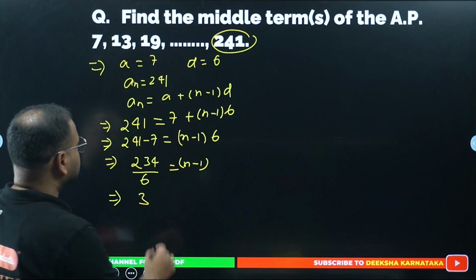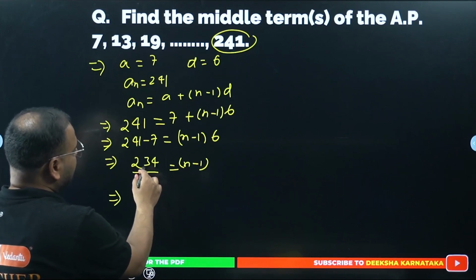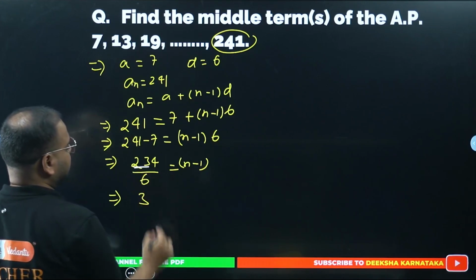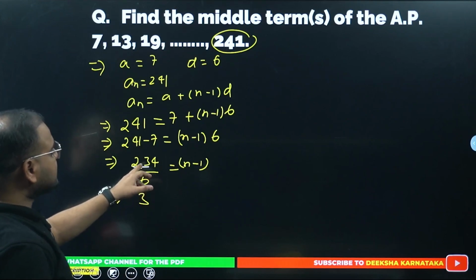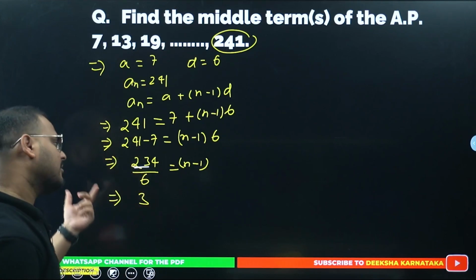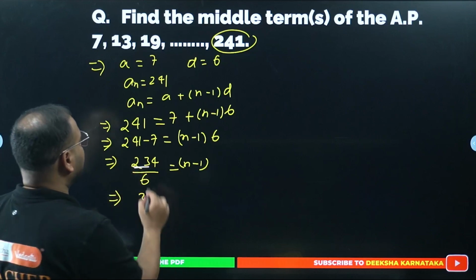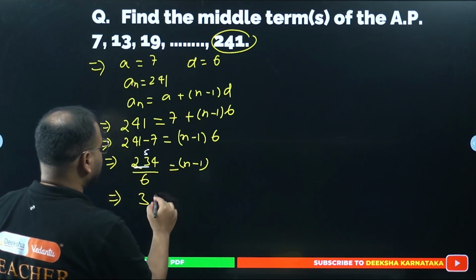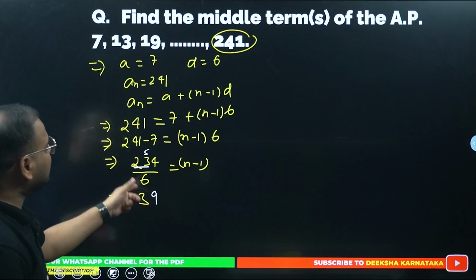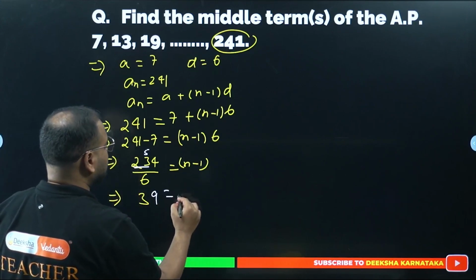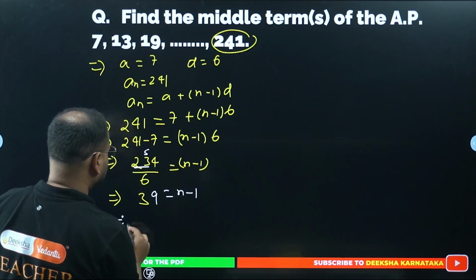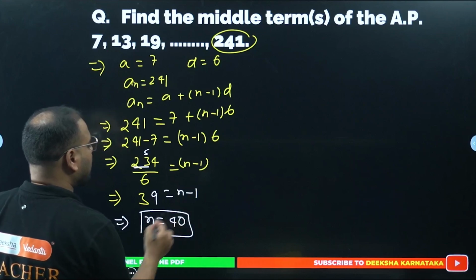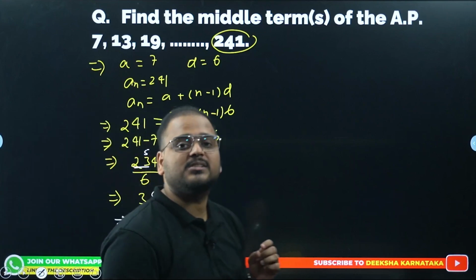What is left here after you do 18 from 23? I have taken just 23 at a time. So 6 3s are 18. My remainder is 5. Then I have the remainder as 5, the number is 4. 54 will become, 6 9s are 54. So my number is 39. So 39 equals n minus 1. What is my n? N is 40. Bring 1 here, it becomes positive. So n is 40.